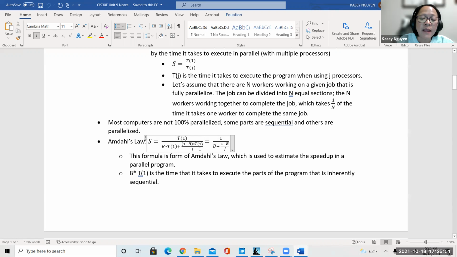We know that when we measure speedup, we want to look at the ratio of the time it would take when executing in parallel using multiple processors. So if we simplify this, we would have 1 over B plus (1 minus B) over J, okay.